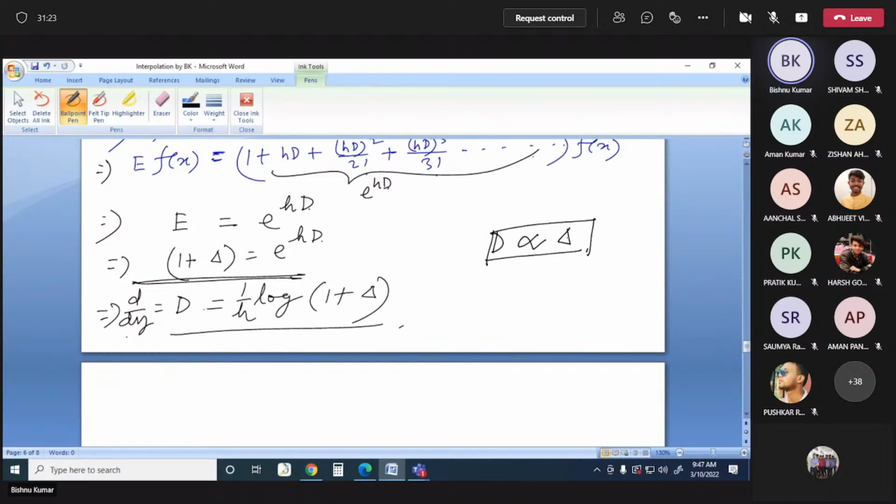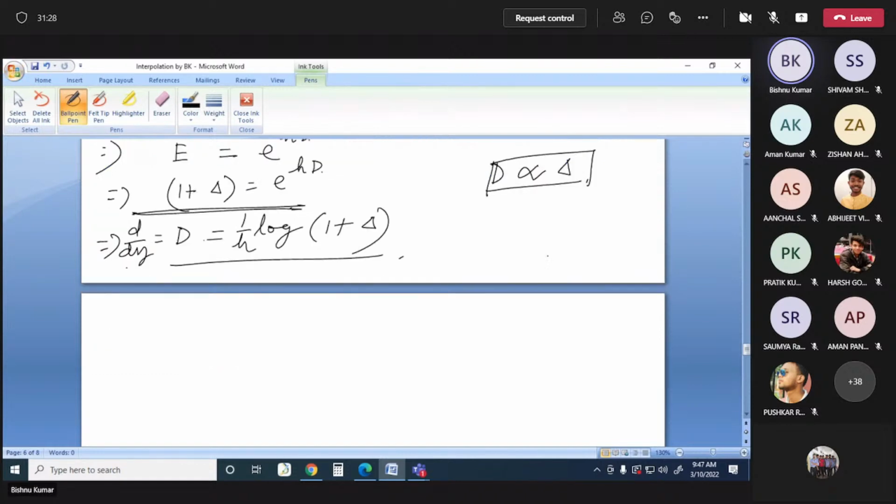Okay. So like the derivative operator is working on the function. Suppose a polynomial, a first degree polynomial. I am writing here a polynomial, for example, y equals 2x plus 3. What is the first derivative of this? What is dy by dx? 2. Second derivative 0. You just try to calculate the difference operator also: the first difference is constant, the second difference 0.